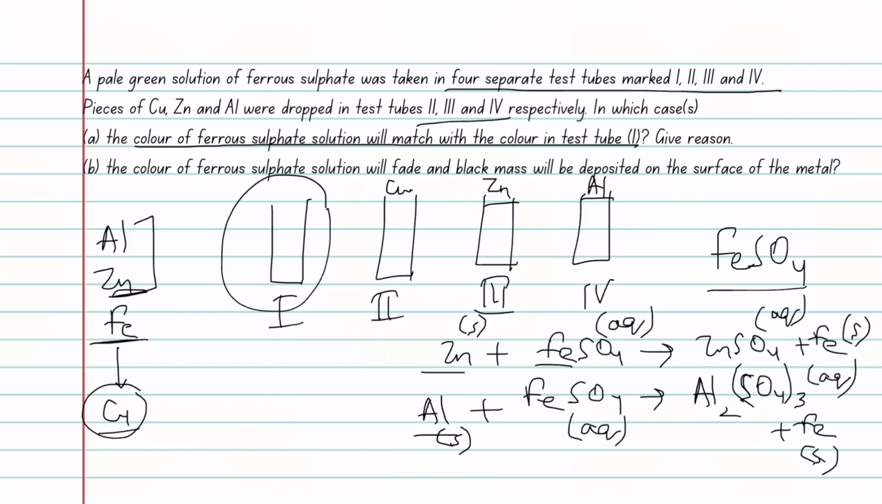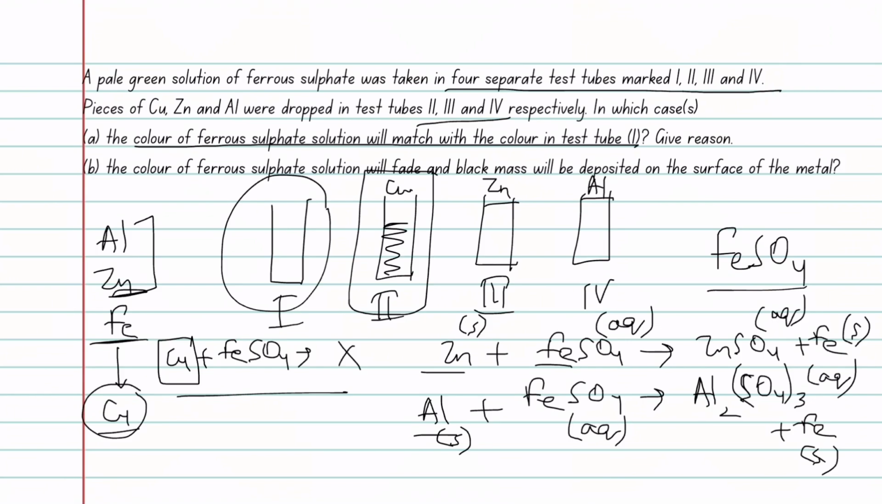Now, in case of copper plus iron sulfate, nothing would happen because copper is less reactive than iron, so it won't be able to displace iron from its salt solution. So in the second test tube, since no displacement is taking place, the color of ferrous sulfate would remain as such. Okay, so the first question is answered. Test tube second would have the same color as that in test tube 1. And the reason is that copper, being less reactive than iron, will not be able to displace, so the color of ferrous sulfate would remain as such.